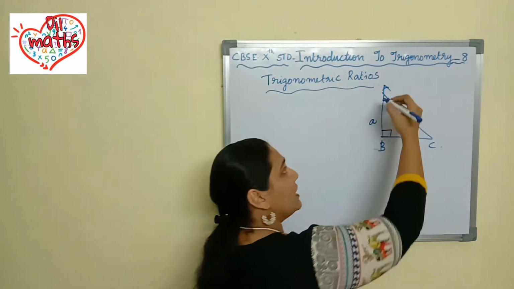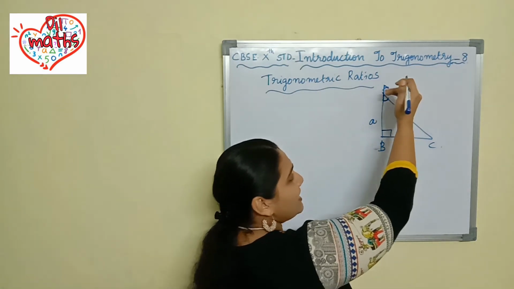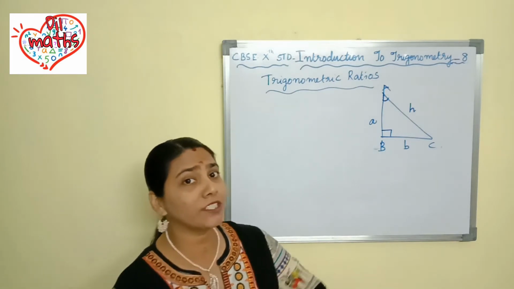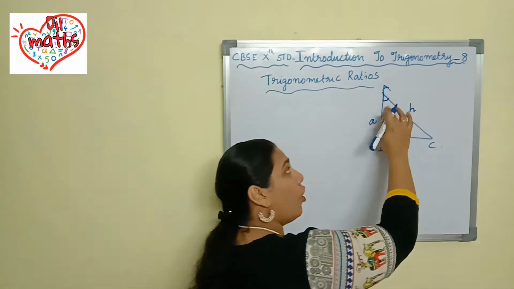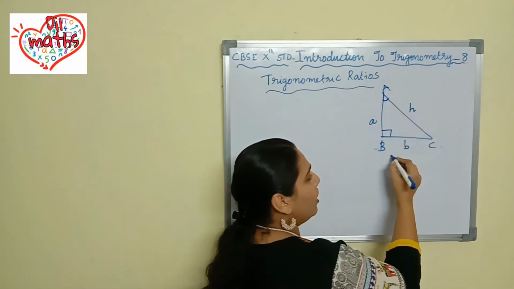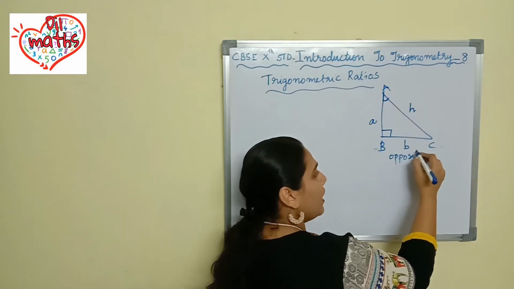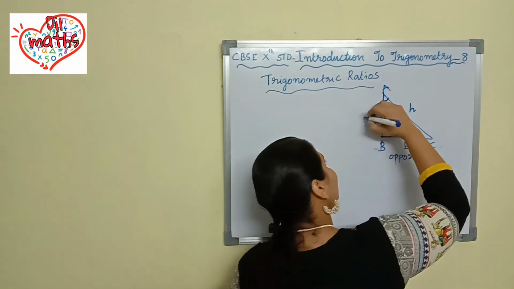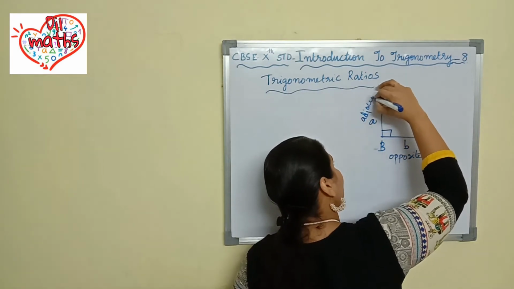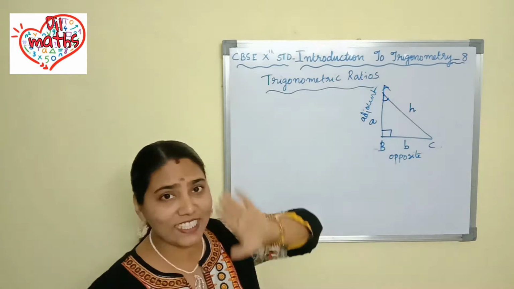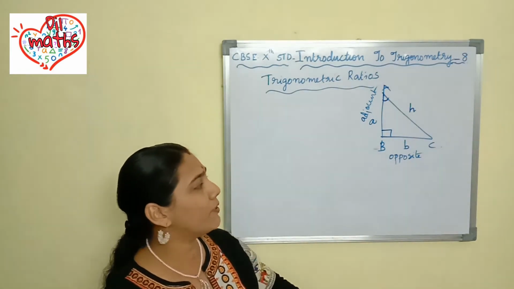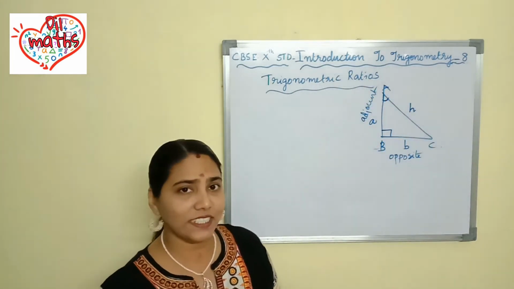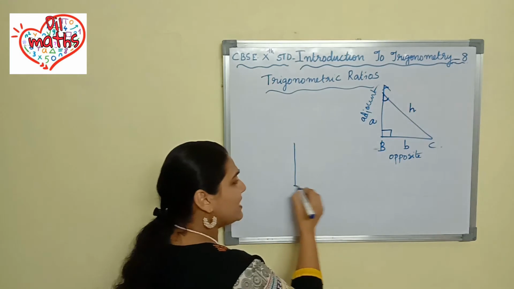Okay, so here this is angle A. So the side opposite to angle A is called the opposite side. With respect to A only you are saying. The side opposite to angle A is called the opposite side, and the side adjacent to angle A is called the adjacent side. So here, if you are considering angle A, which one is the opposite side? Opposite side is BC. And what is the adjacent side? Adjacent side is AB.